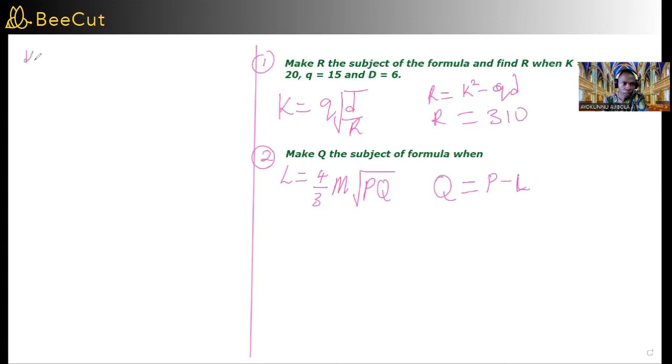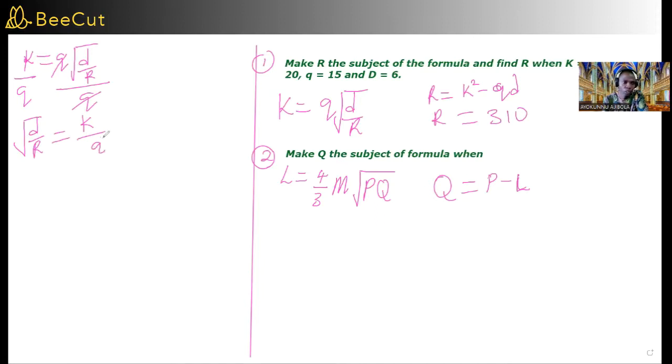So K equals Q into root D all over R. When you divide both sides by Q, that means this over Q and this over Q. So Q cancels Q here. That means I have root D over R equals K over Q. So root D over R equals K all over Q.